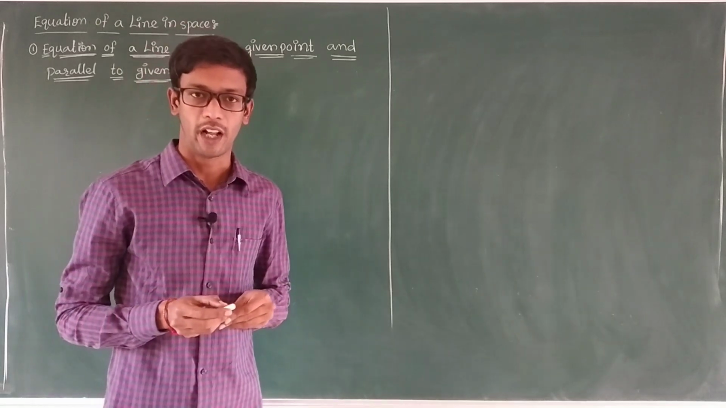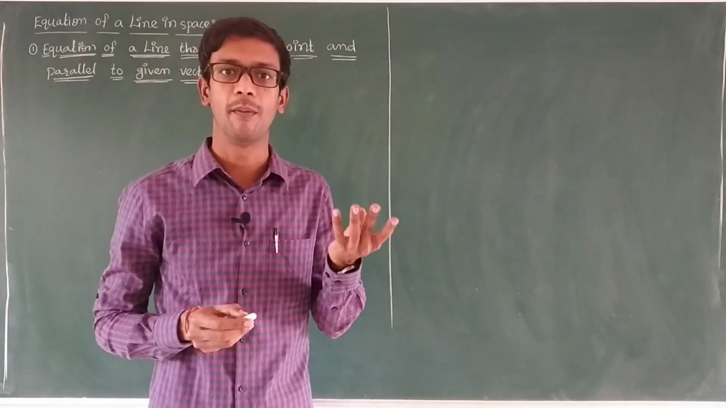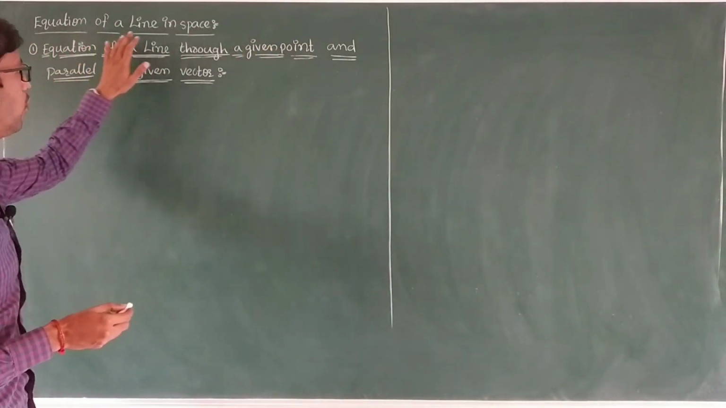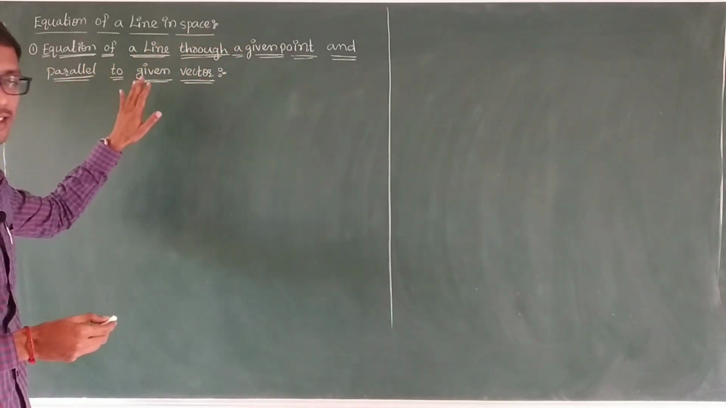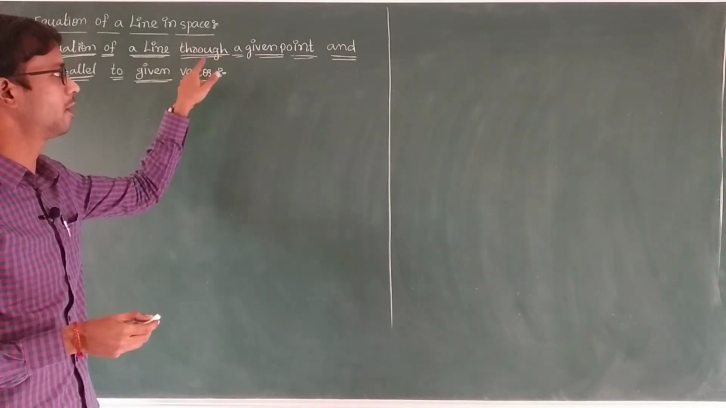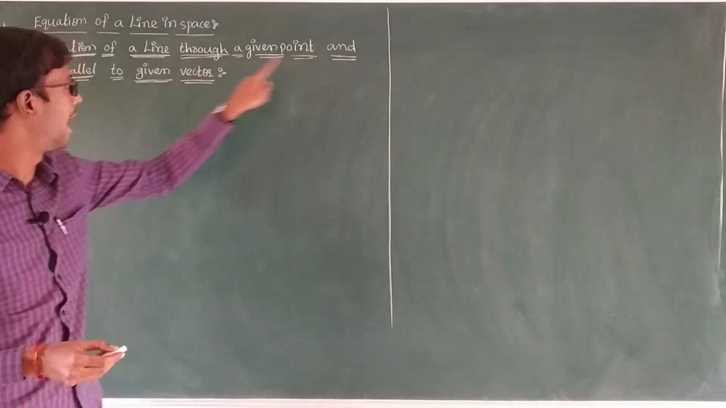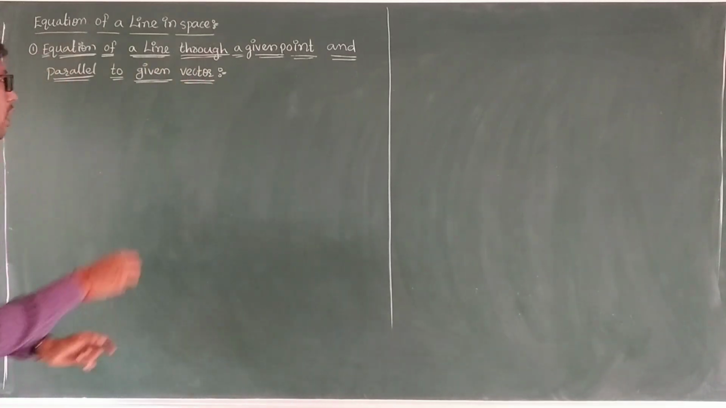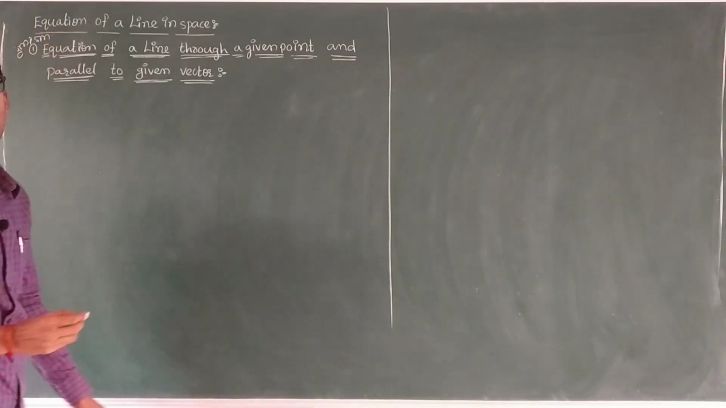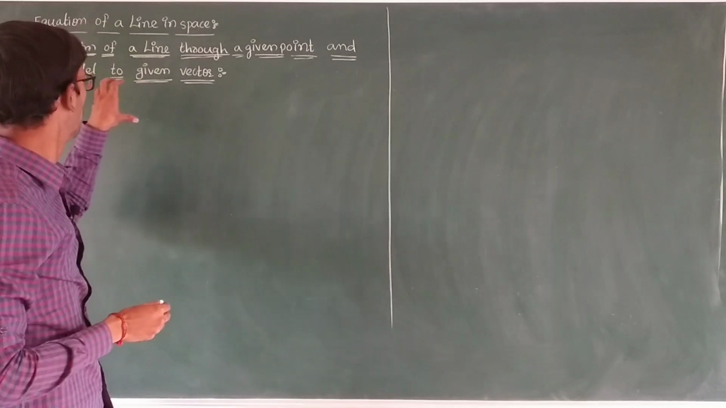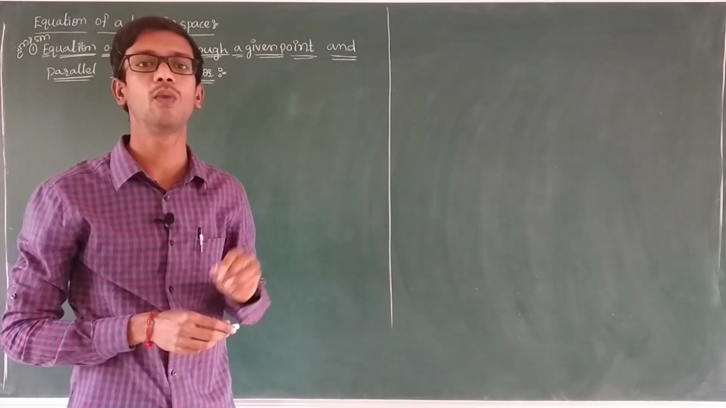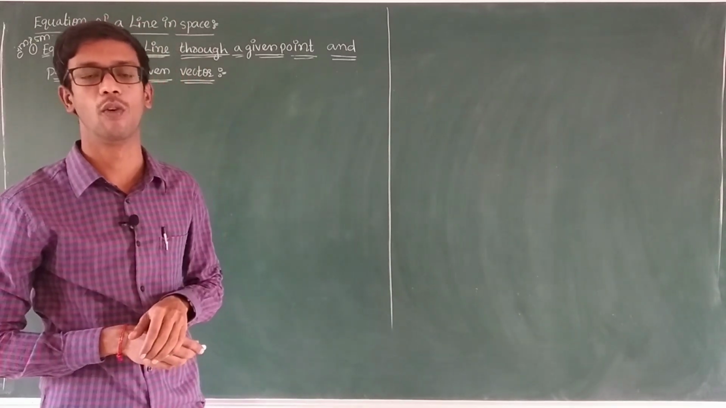Now we have to discuss the line equation in 3D space, three-dimensional geometry. Like the slope intercept form here, we will find two equations. The first one is the equation of a line passing through a given point and parallel to a given vector. This is one of the important 5 marks questions. So we have to find the equation of a line passing through one point and parallel to a given vector.